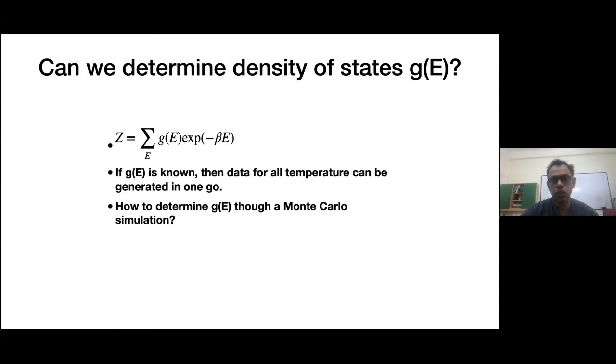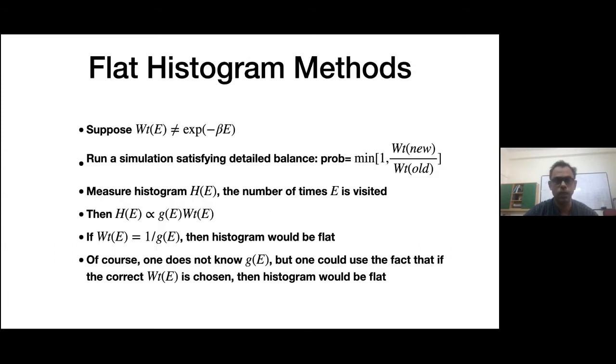It would have been much easier if one could determine the density of states directly. If I know the G of E, then the partition function is known for any temperature, and the data for all temperatures can be generated in one go. But the question is, how can we determine the density of states in a Monte Carlo simulation? Such Monte Carlo methods are called flat histogram methods in general.